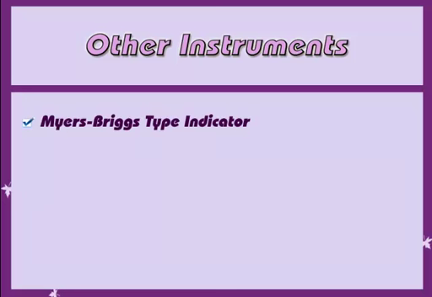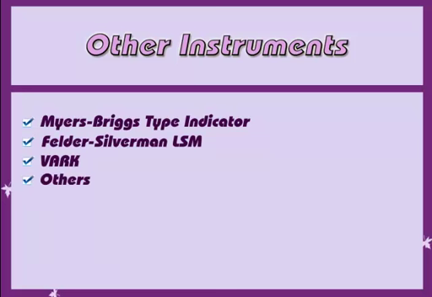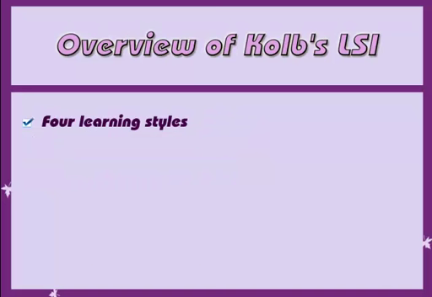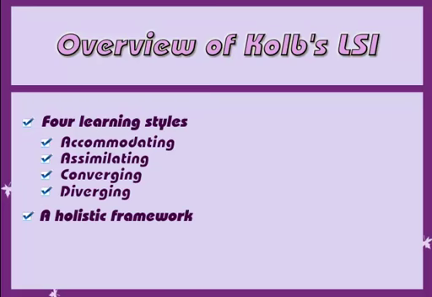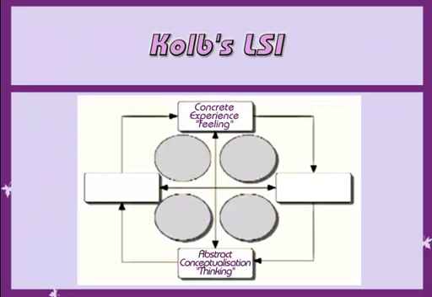Other examples include Katharine Cook Briggs and Isabel Briggs Myers' Myers-Briggs Type Indicator, Richard Felder's and Linda Silverman's Felder-Silverman Learning Style Model, Neil Fleming's and Colleen Mills' VARK, A Guide to Learning Styles, and a number of other models designed to help instructors understand how they and their students learn. Kolb presented 4 learning styles in his Learning Styles Inventory: accommodating, assimilating, converging, and diverging.